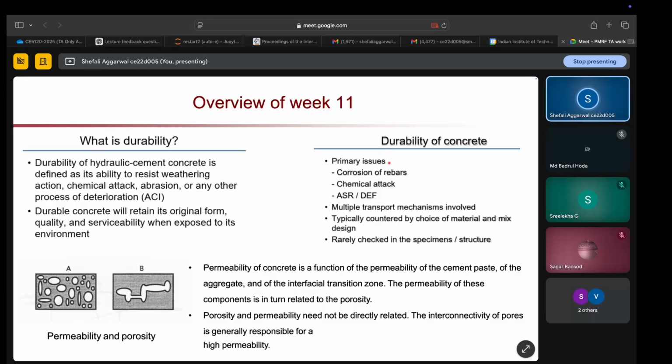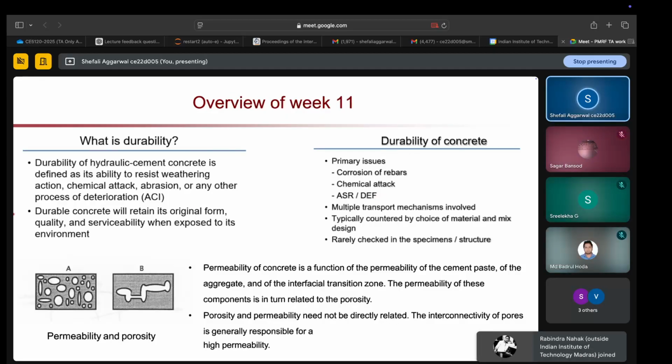The main issues in a concrete system are, firstly, corrosion of rebars, which can also cause strength issues. When corrosion starts, the tensile strength of your steel will decrease and can cause structural issues. Then there are chemical attacks, which can be due to soil, water, air, or the various kinds of chemicals present in the environment. And lastly, ASR or DEF. ASR, alkali silica reaction, we have already studied in a previous lecture. The other is delayed ettringite formation, which is mainly due to sulfate attack.